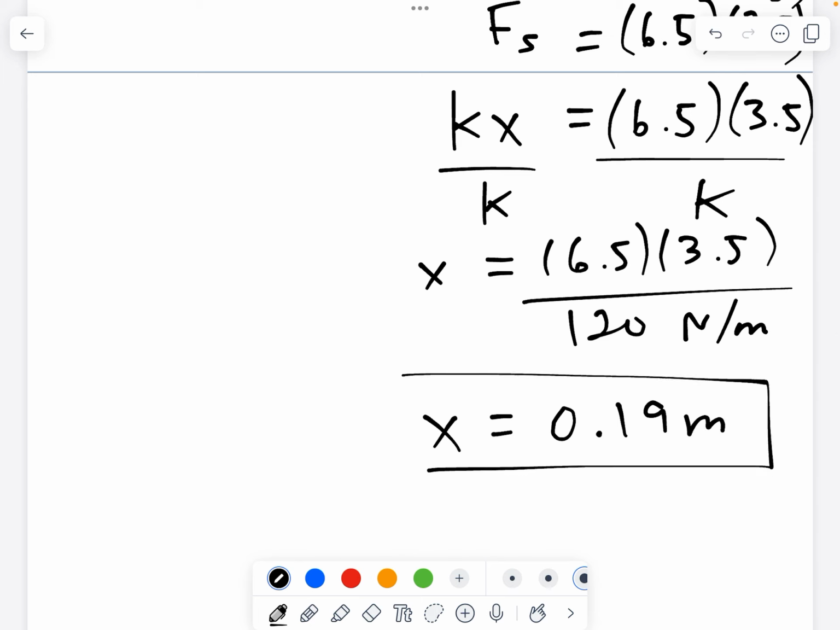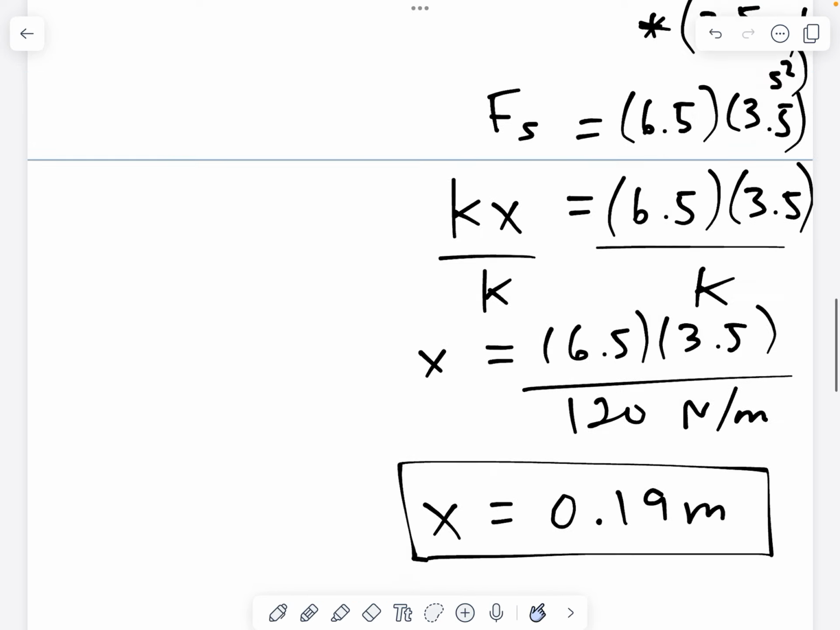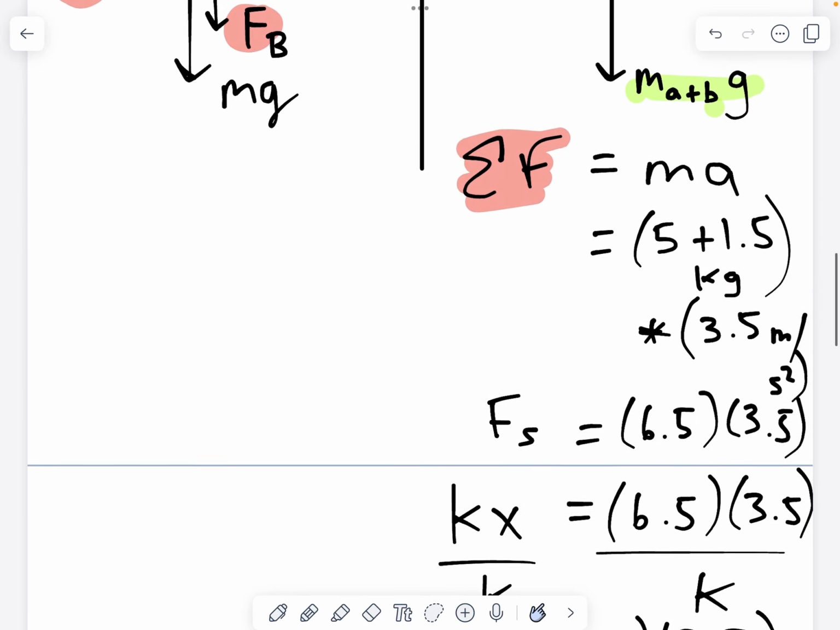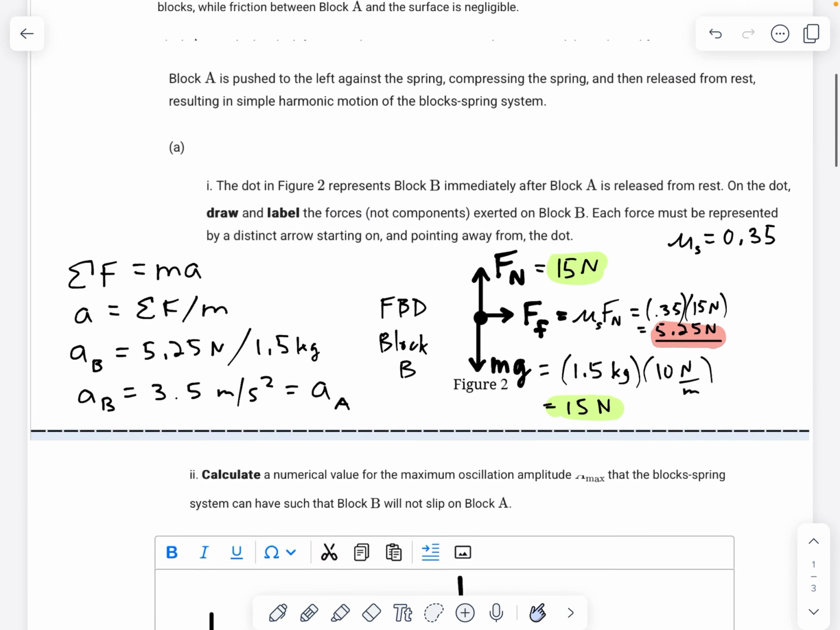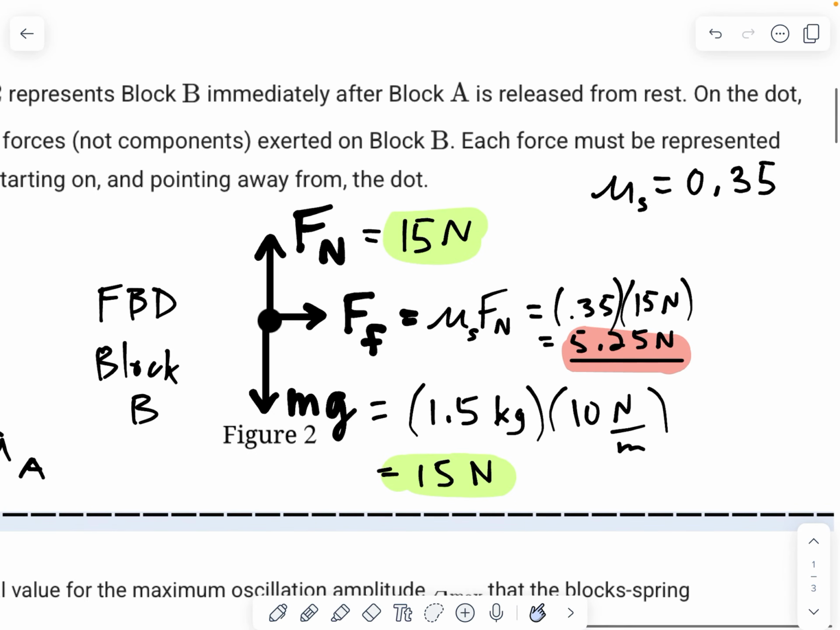That's the maximum amount the spring can stretch, which would cause a force, whatever these two numbers multiply to be, of about 22 newtons or so. And that would cause a friction force of 5.225 newtons between the blocks, and that's how you're maxed out.